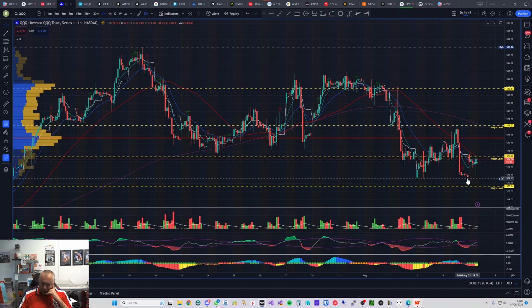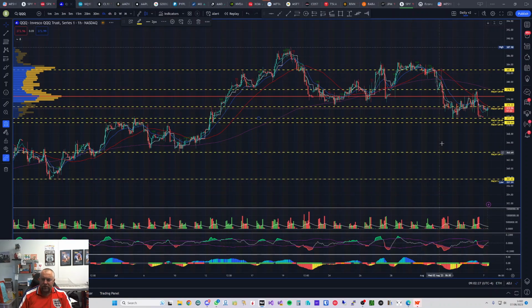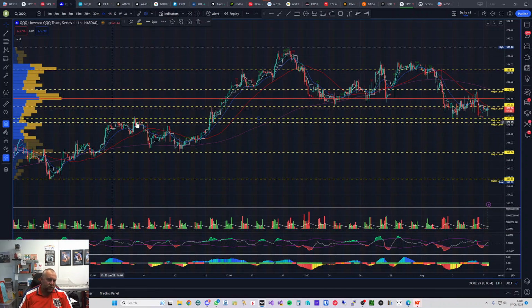Got this double bottom from Friday, so we could potentially have a level here, and that would be 371.60, and then we've got 370.64, which is coming from the bottom of this pivot here and the tops of these candles from beginning of July. And obviously got a few other levels if we do break down, if we see weakness today.